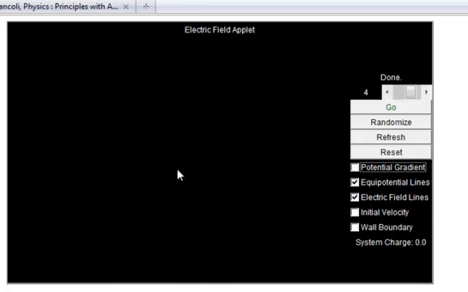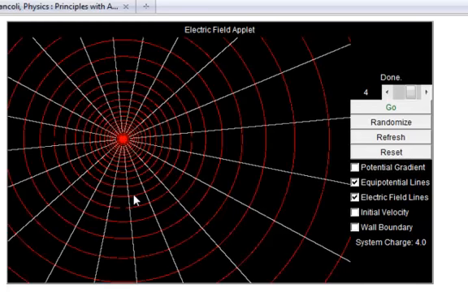So now when I click anywhere in this map, it's going to put a charge of +4 somewhere. There it is. Those red circles around the +4 show the equipotential lines, and the white lines show the electric field lines. Now I'm going to put a charge of -4 somewhere. Doesn't matter where. I'm going to put it right here.